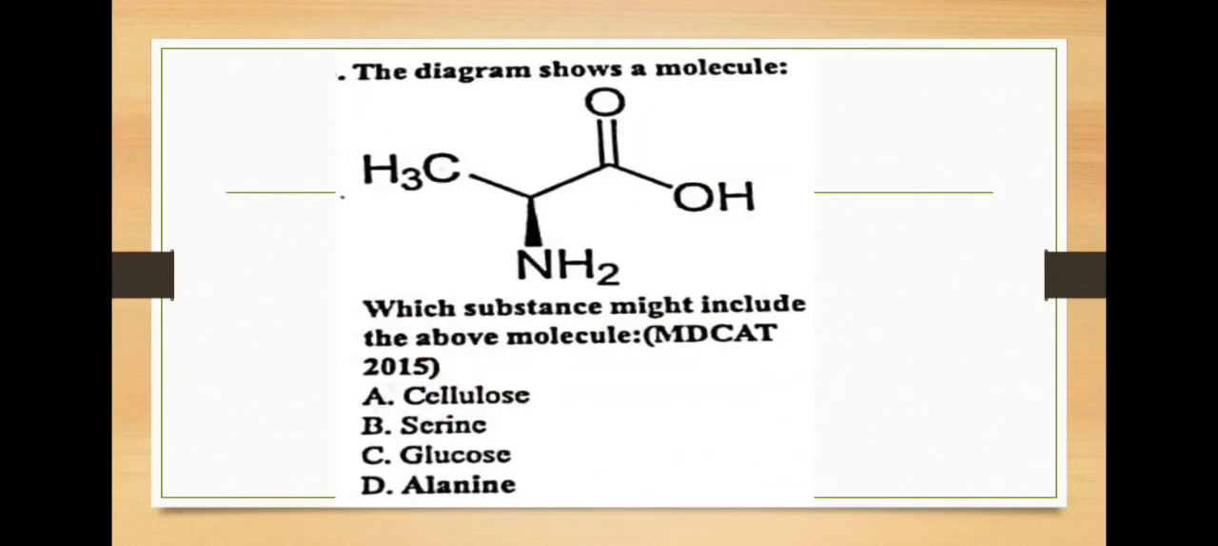The diagram shows a molecule, a methyl group is attached to an amino group and a carboxyl group. Which substance might include the above molecule? MDCAT 2015. A cellulose, B serine, C glucose, D alanine.